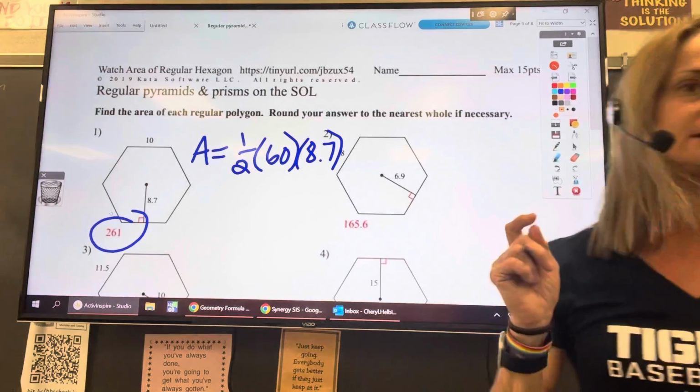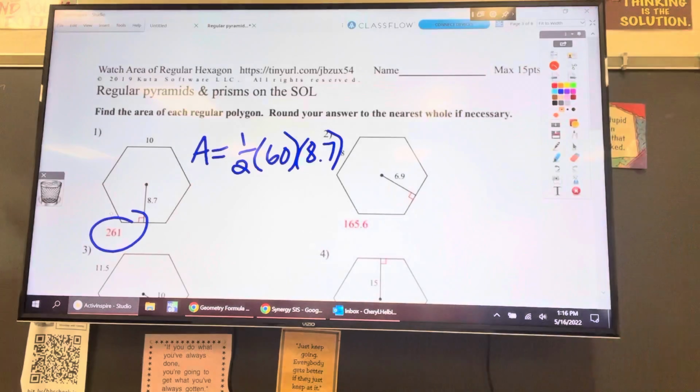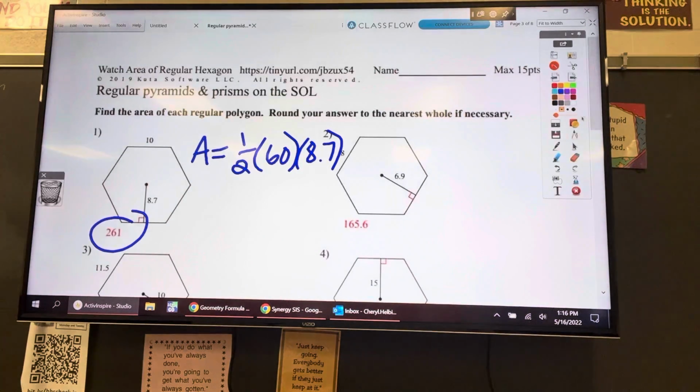I have not seen this next type of problem on your SOL. Doesn't mean it won't be on there. Just want to show you. Let's go to problem number 14.